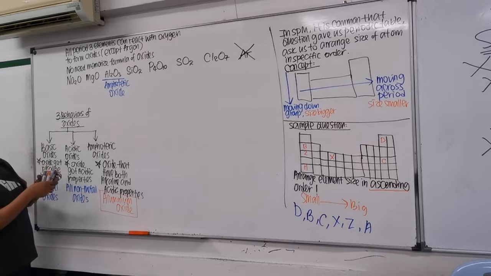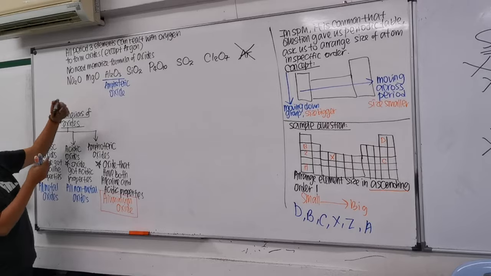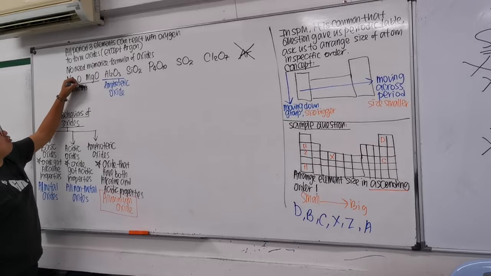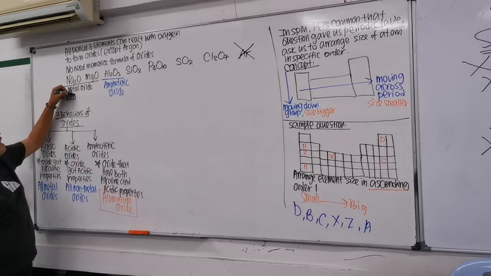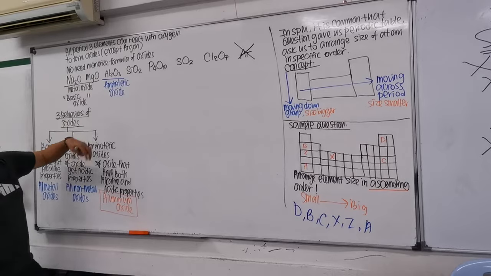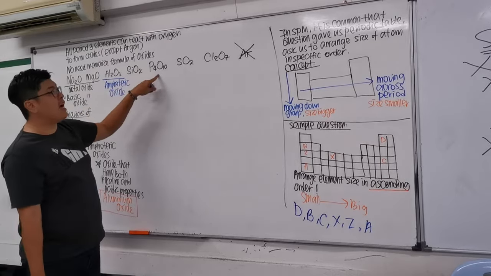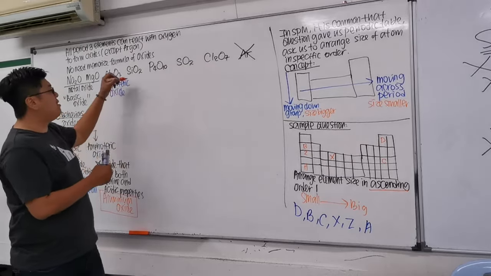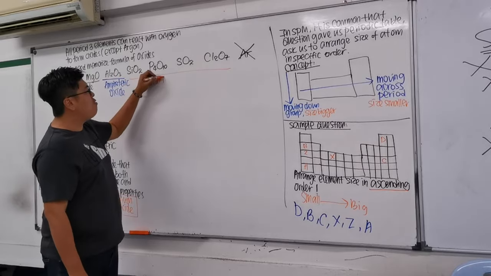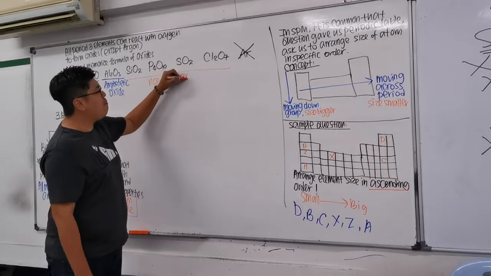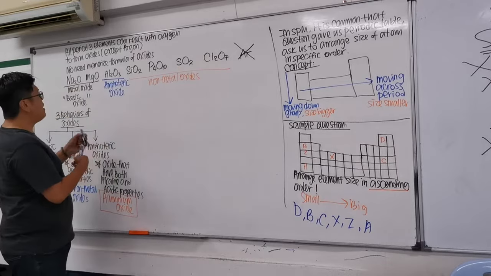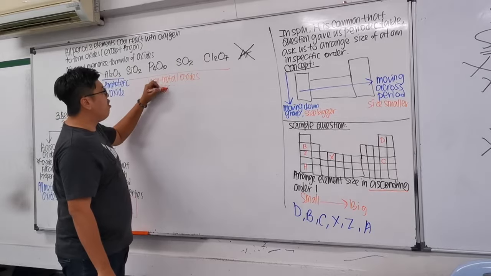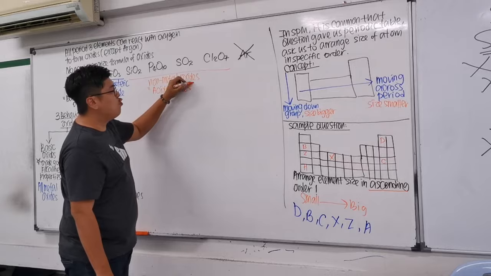Sodium oxide and magnesium oxide, they are metal oxides. When they are metal oxides, therefore they are basic oxides. What about this? Silicon dioxide, phosphorus oxide, sulfur dioxide, chlorine oxide. All of them are a bunch of non-metals merged with oxygen. So they are non-metal oxides. When you have non-metal oxides, you should be acidic. So they are acidic oxides. So far, so good. Clear?